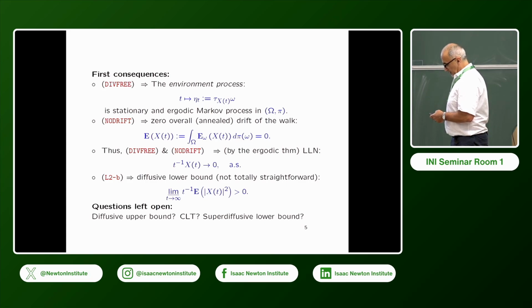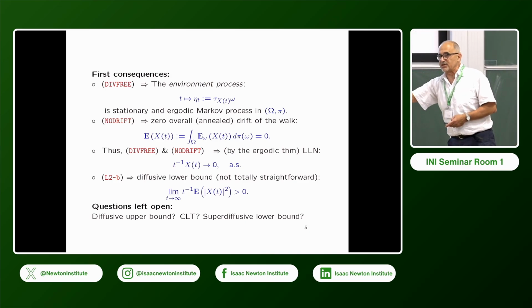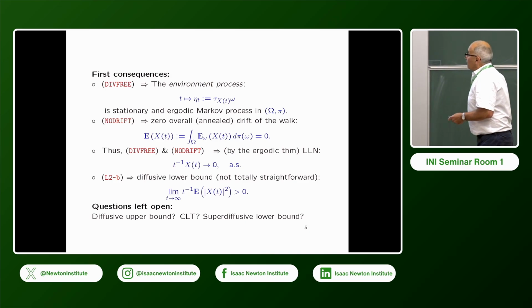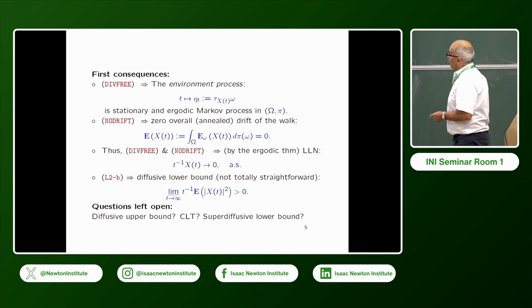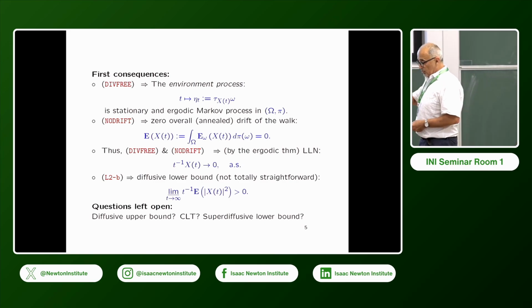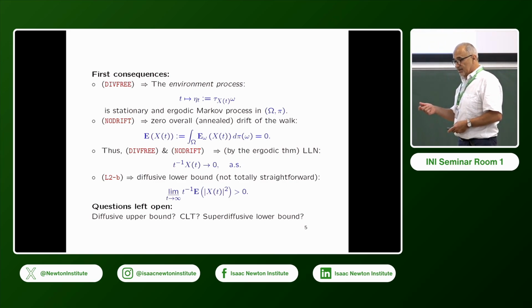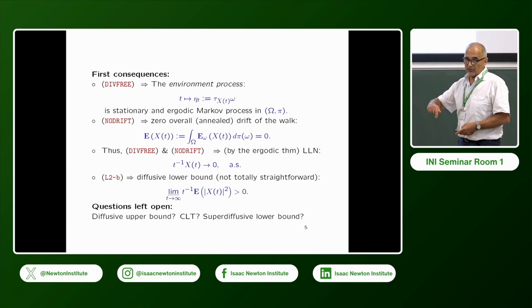That means, maybe I didn't emphasize enough, anyway, under my condition, there will be no overall drift of the random walker. So if you average out the randomness coming from the random walk steps and the environment, you get 0. So it's not the case that my random walker wanders away with positive velocity. And from the first two, of course, I already get for free by the ergodic theorem a strong law of large numbers for the displacement of the random walker, right? And the other L2 condition assumed for the reciprocal of the jump rates will imply a diffusive lower bound.